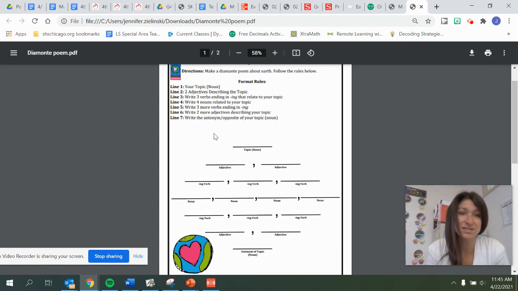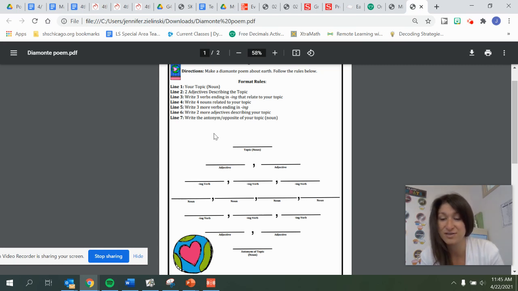I will also attach our word bank so that you have easy access for words. Some of them are adjectives, some of them are verbs, some of them are nouns. So it's up to you to pick your topic, and you need to make sure that you're trying out some different words.